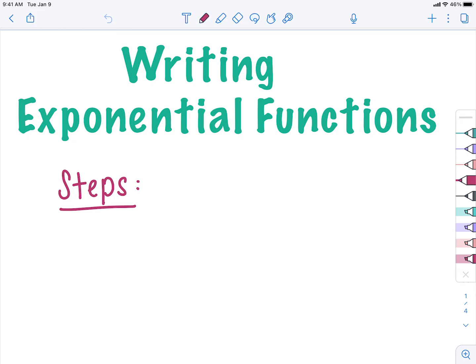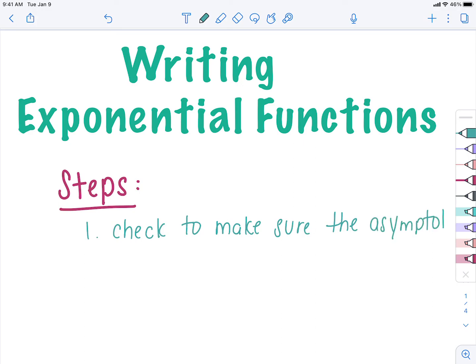So the first thing we want to do, check to make sure the asymptote is 0.